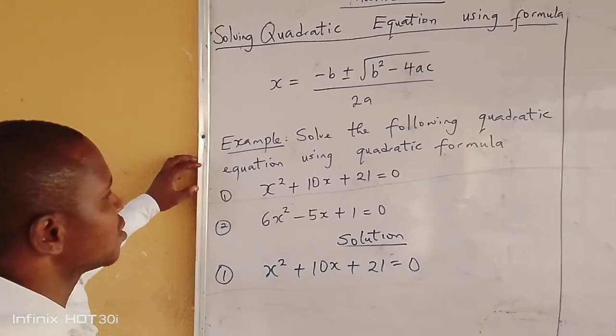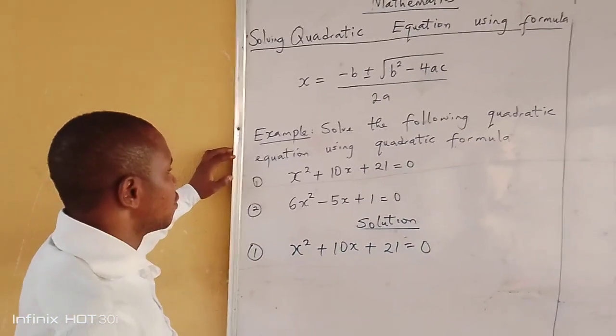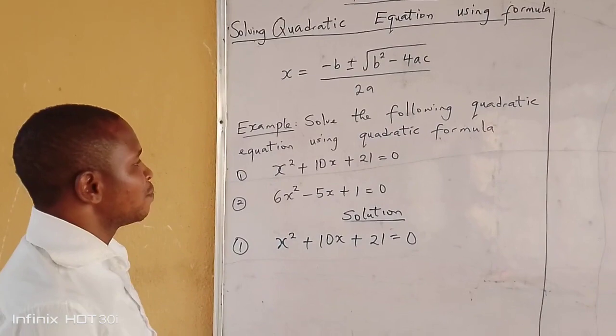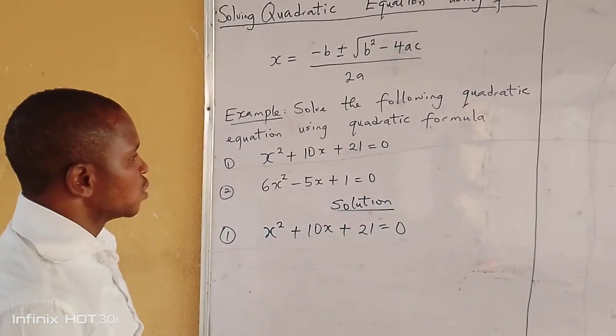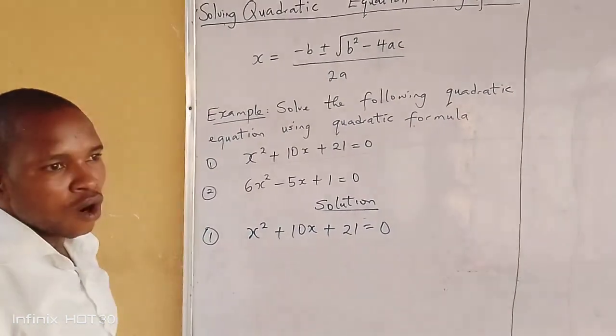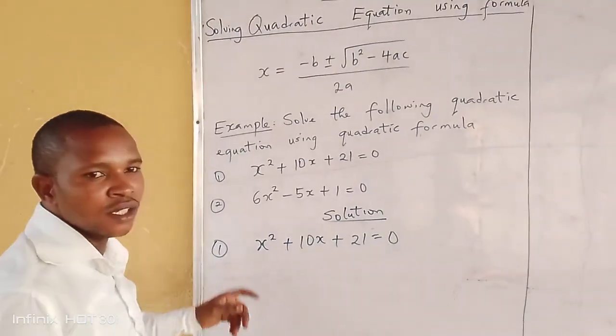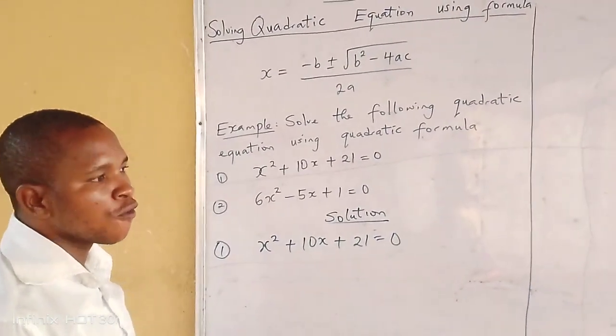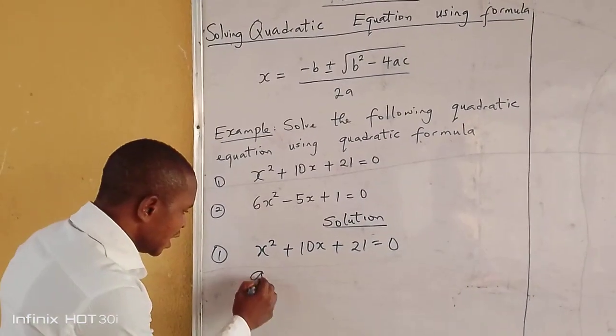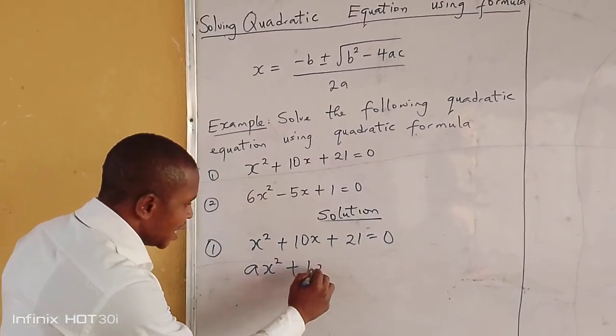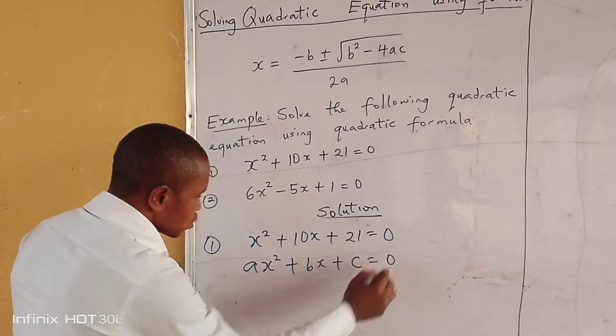Solve the following quadratic equation using quadratic formula. Number one, we have s squared plus 10s plus 21 is equals to 0. All what you need to do is to compare this equation given with the standard form of quadratic equation, which is as squared plus bs plus c is equals to 0.